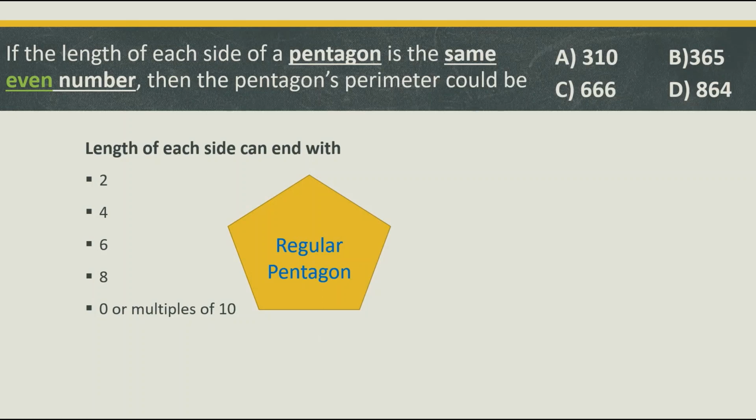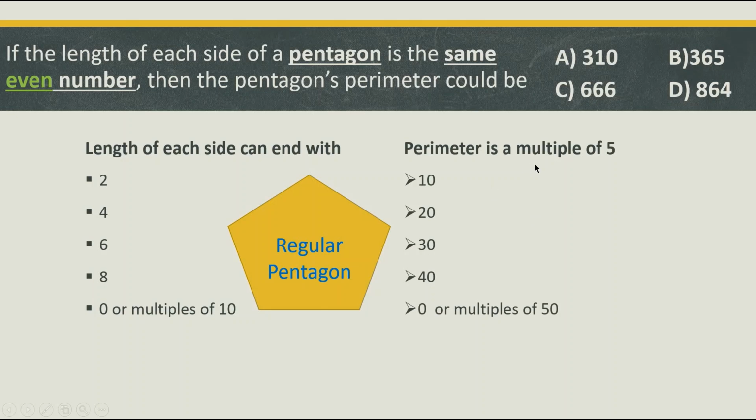So that means the perimeter is again a multiple of 5. So it's going to be 2 times 5 is 10, 4 times 5 is 20. As you look here, all these multiples are going to end with 0. So what we get here is 5 times any even number always ends with 0.